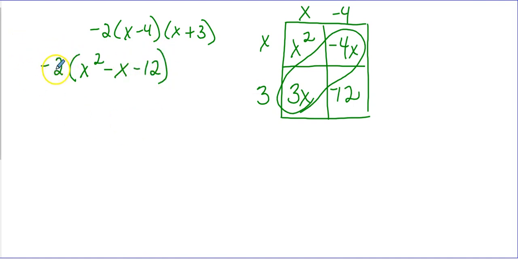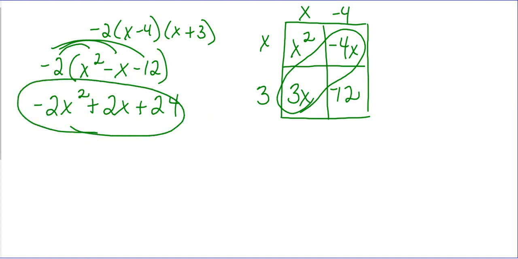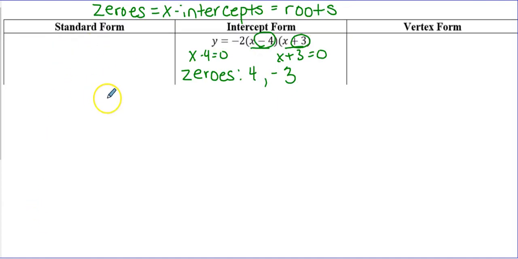Now I have to distribute the negative 2 into the parentheses. So I'm going to do that. Negative 2 times x squared is negative 2x squared. Negative 2 times negative x is plus 2x. And negative 2 times negative 12 is plus 24. So that is standard form. This is what I would write for standard form. So standard form for this one, again, y equals negative 2x squared plus 2x plus 24.